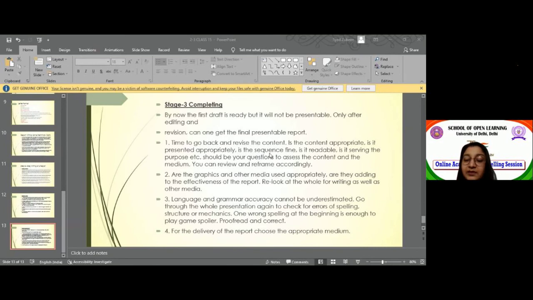Yes, Nikhil, I'll send you the format once we complete report writing. I'll share all the formats with you so that you can screenshot it. I'll share it with you.